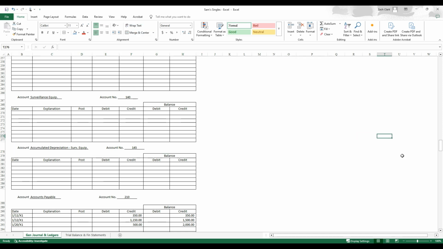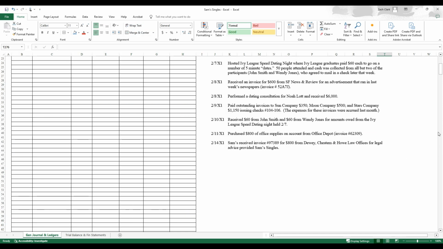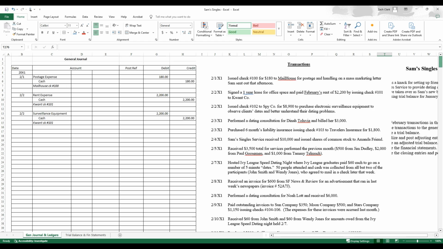Oh, geez. Okay. I must have spelled it right because it didn't pick it up, but it started going way down there. So I think we're good to go. Surveillance equipment. We paid cash, I believe. Let's see. Yep, we issued a check. So check number 102. Let's just put in the name, Spy Co. And there we go. And this is $8,900.